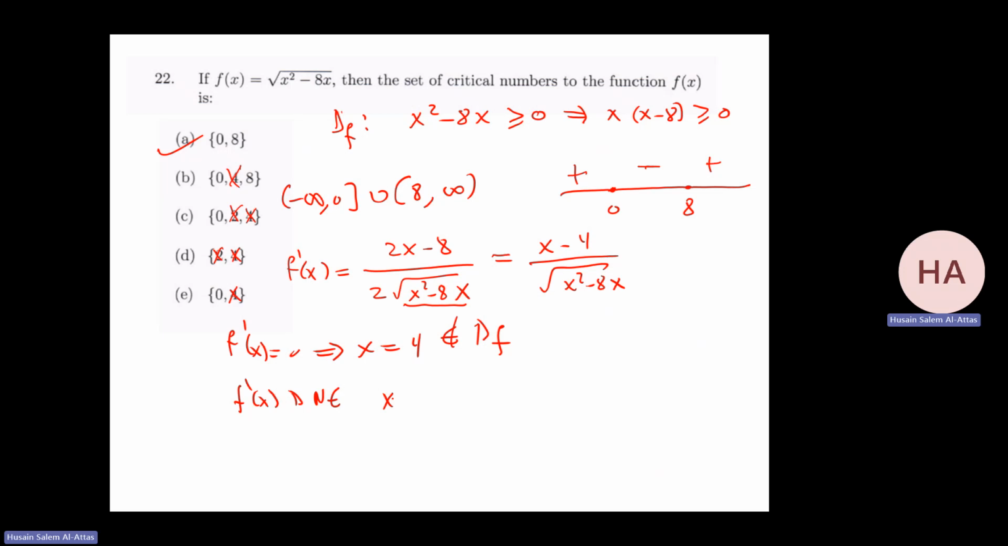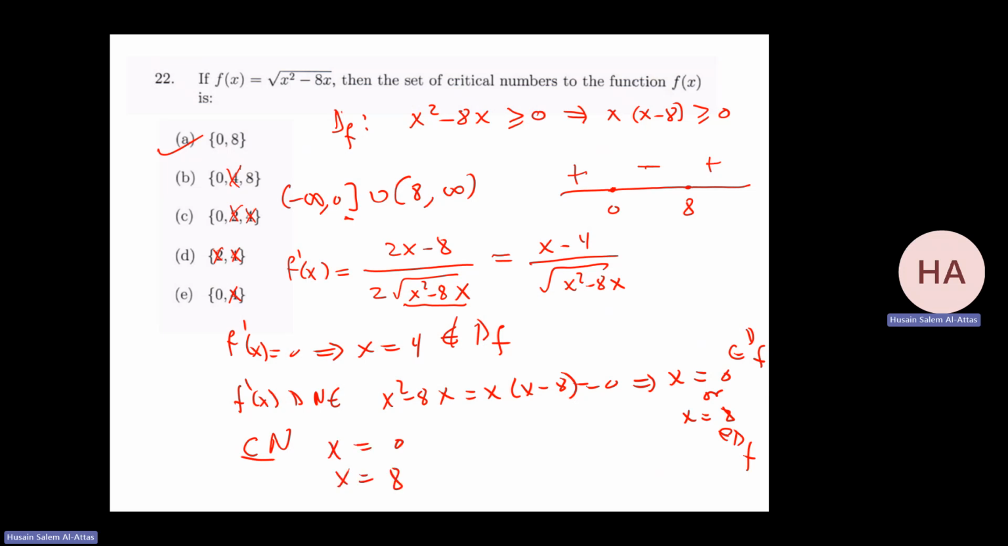That means I have x squared minus 8x equal to 0. So I have x equals 0 or x equals 8. This belongs to the domain of f since it's closed, and this belongs to the domain of f. So what are the critical numbers? x equals 0 and x equals 8. So this will be the set. You notice, I mean, when f prime does not exist.